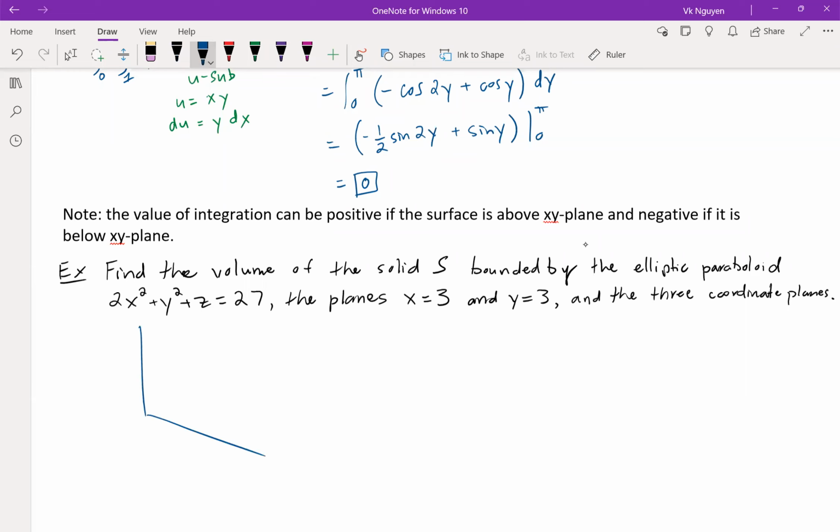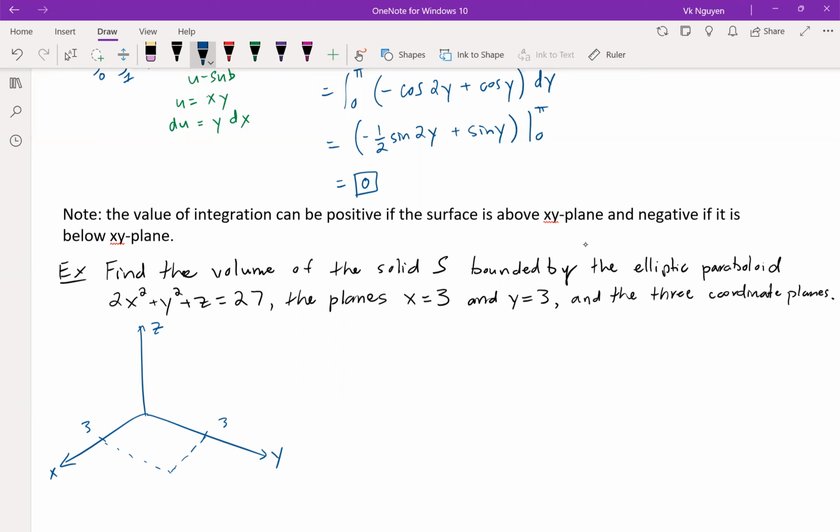A little sketching here because I like sketching. Okay, so we have the plane x equals 3, and y equals 3. And then it's going to be bounded by the three coordinate planes, x, y, z here. You can actually get the surface there. The two planes and then the surface there is a paraboloid. They're going to intersect each other, and you're going to get this. That is a rectangular region here.